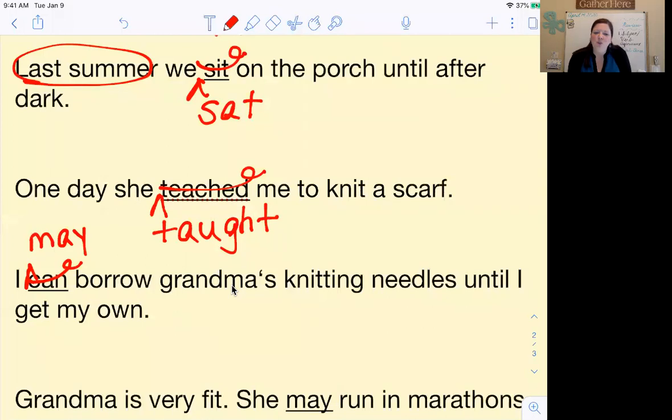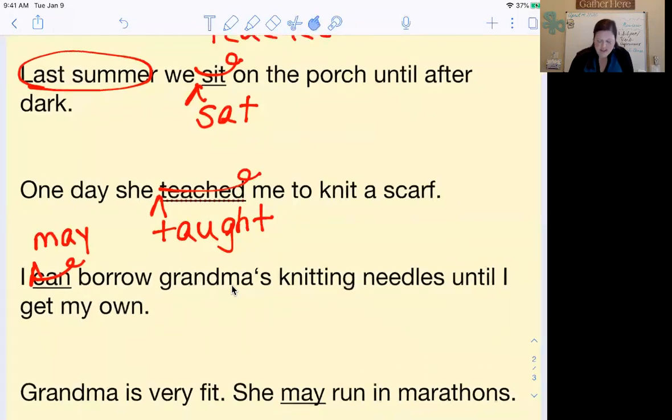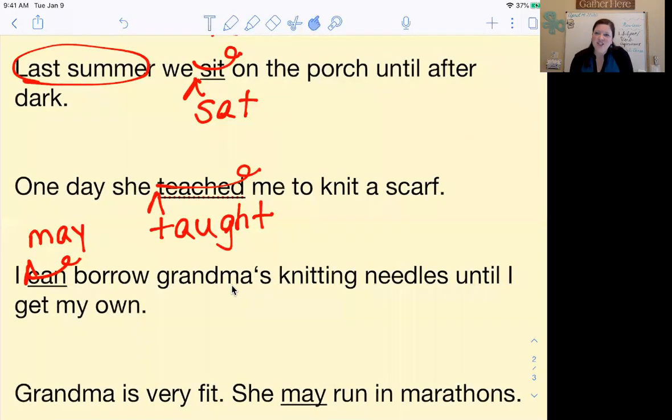The last one, Grandma is very fit. She may run in marathons. Now, let's go back to the definitions one more time. I just said that may means permission has been granted. Does Grandma need permission to run in marathons? Of course she doesn't. But does Grandma have the physical ability to run in a marathon?